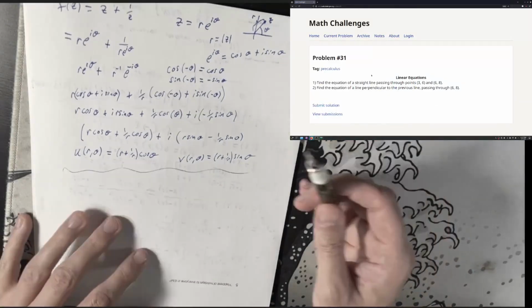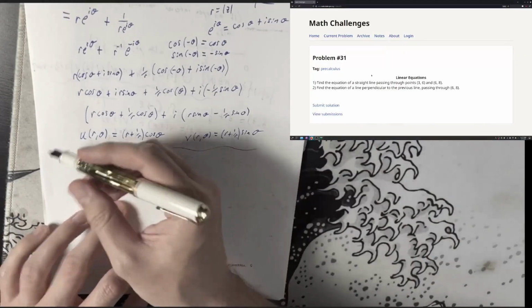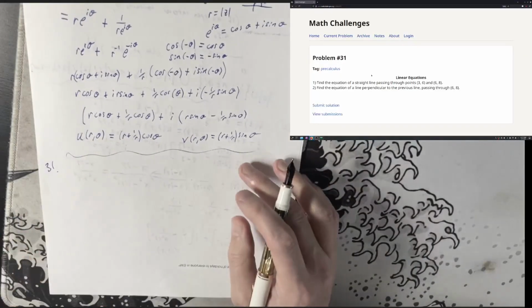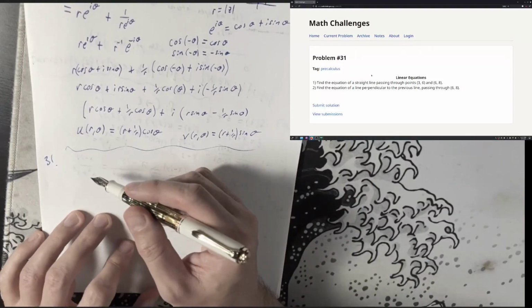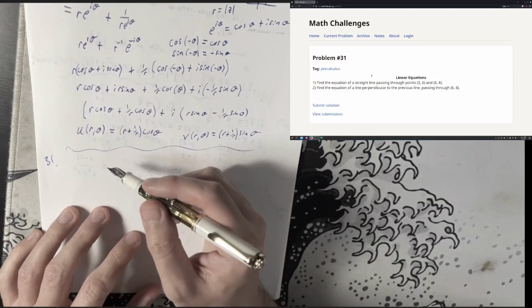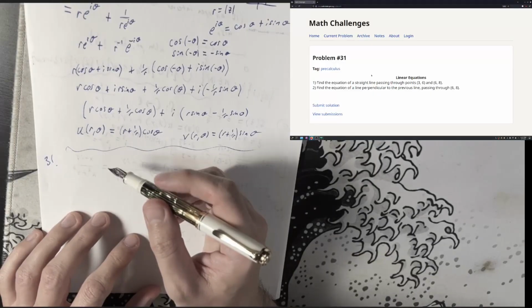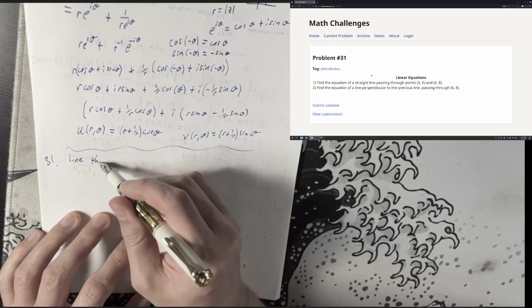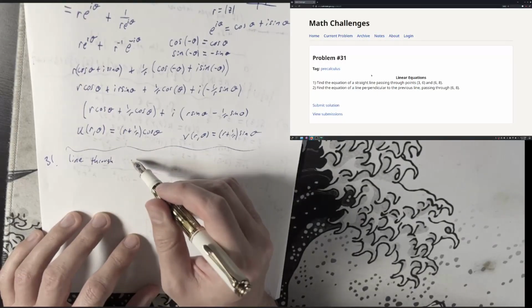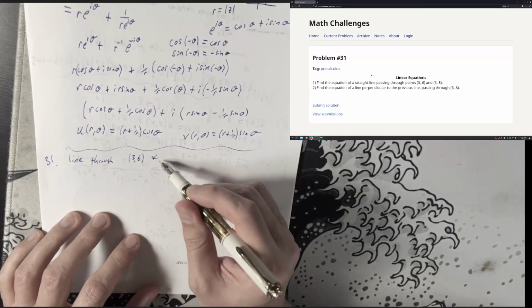All right. I'm looking at 31. We are back in a simpler class. This is a pre-calc question about lines. Find the equation of a line passing through (3, 6) and (6, 8).